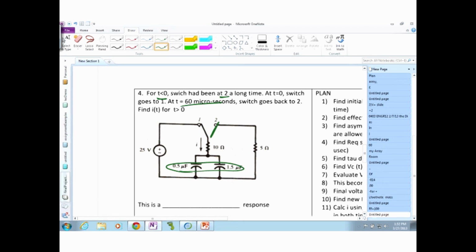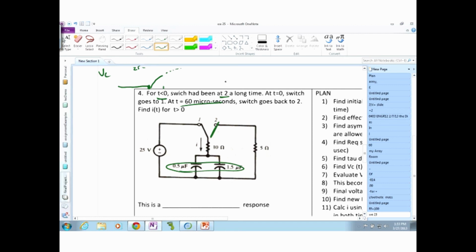So then we move it to position 1. Initially the voltage is going to be something like that, and then this is DC. At t equals 0, we move it to position 1. The voltage across the capacitor when you move to position 1 is going to be what? Yeah, 25 volts. It's eventually going to 25 volts. However, it never gets there, right? Because it's heading towards 25 volts, but at 60 microseconds, it switched back to 2.